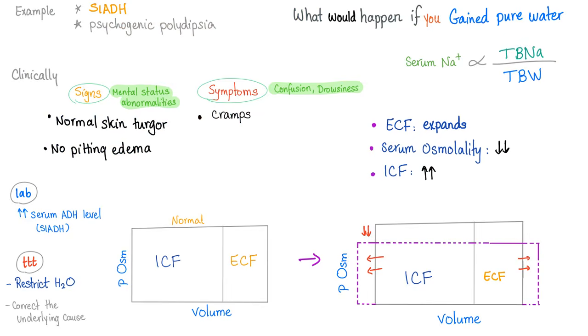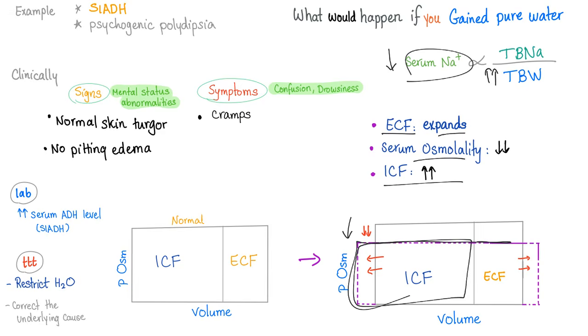So let's use the stupid graph. We gained pure water. What will happen to the ECF? Expand, so please expand it a little bit. Serum osmolality is going to drop because serum sodium decreases. Let's decrease it. And ICF is going to expand. Please expand it.